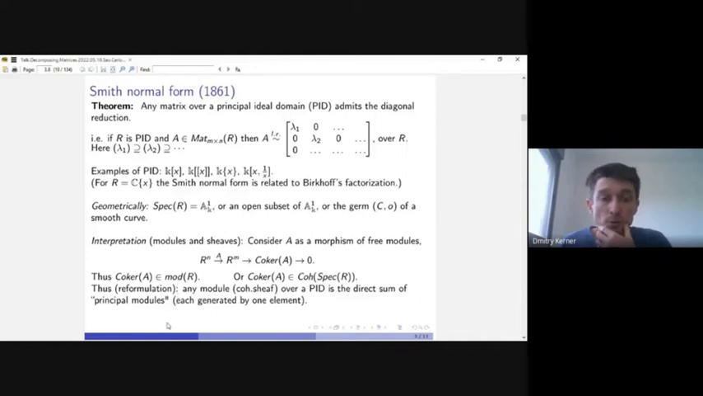And so the reformulation: any module over a principal ideal domain is the direct sum of principal modules, each being generated by one element. This is the classical theorem. It shows that over a principal ideal domain, modules are very, very simple. Here they are. These are all the modules. And usually people study modules over non-principal ideal domains.